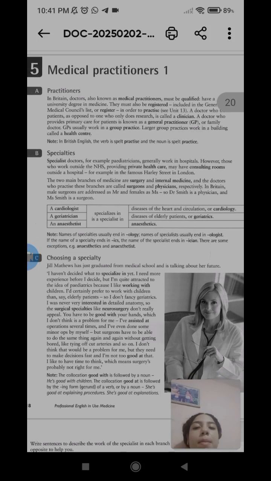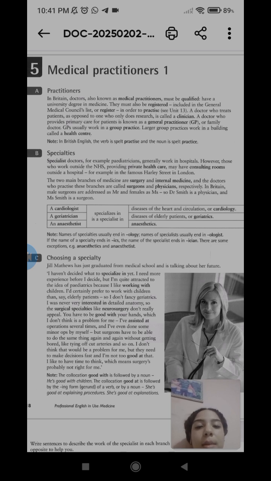Medical Practitioner, Unit 5. Practitioner. In Britain, a doctor, also known as a medical practitioner, must be qualified, with a university degree in medicine. They must also be registered, including in the General Medical Council list or register, in order to practise.